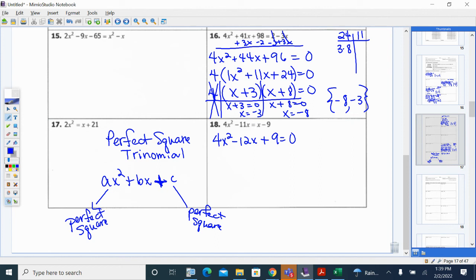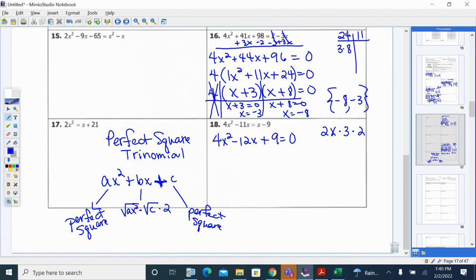The middle term is basically the square root of your first term, so the square root of ax squared, times the square root of your constant, times 2. So let's go and look at number 18. The square root of 4x squared is 2x. The square root of 9 is 3, times 2.